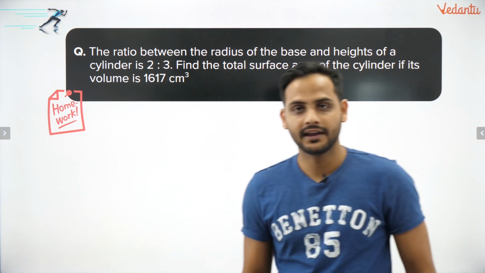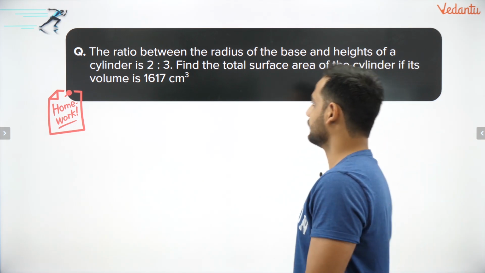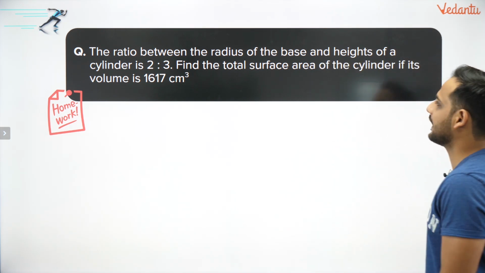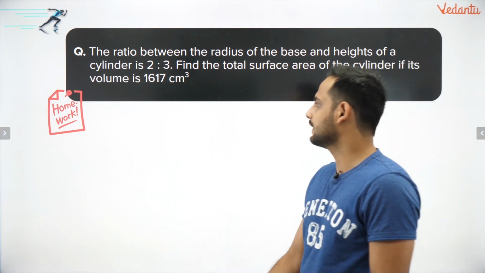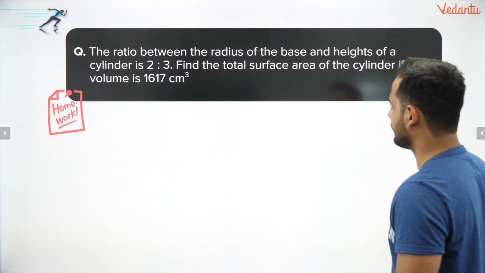Now bachcho, moving ahead, this was the homework question which was given to you in the last week's class, and as you know, every time I'll be showing the name of the students who have given the correct answer. So the ratio between the radius of the base and height of a cylinder is 2:3, right? That is the ratio. Find the total surface area of the cylinder if its volume is 1617 centimeter cube.